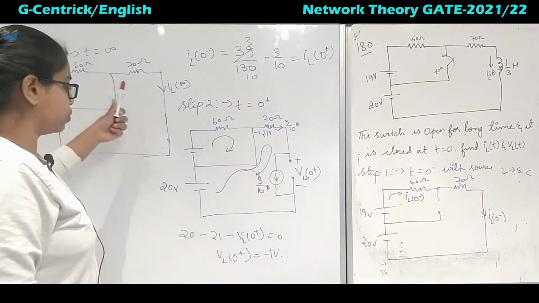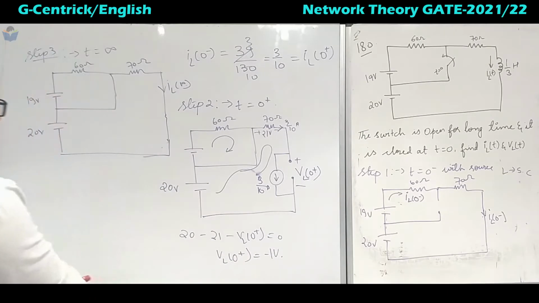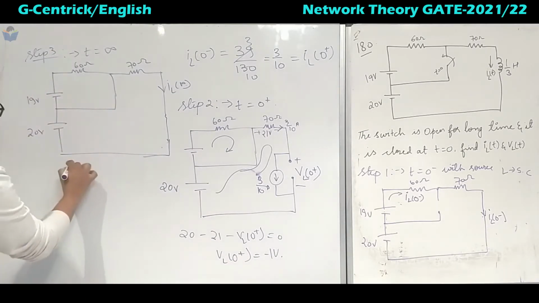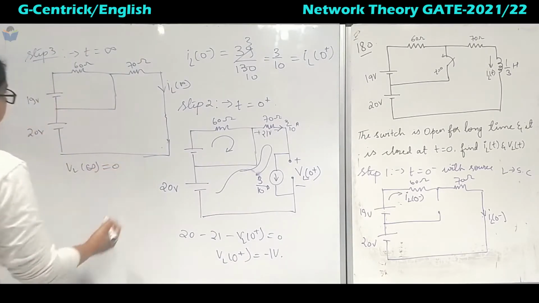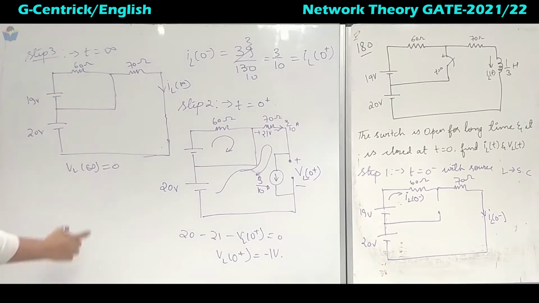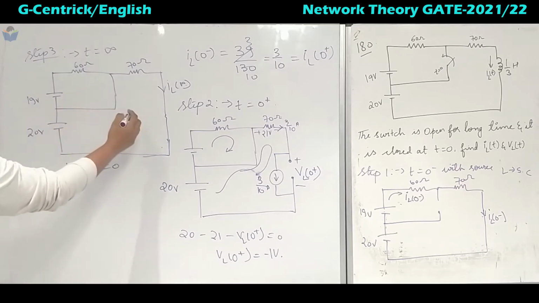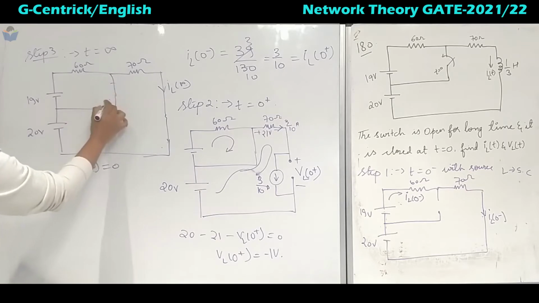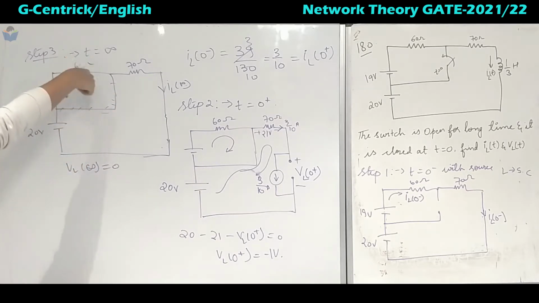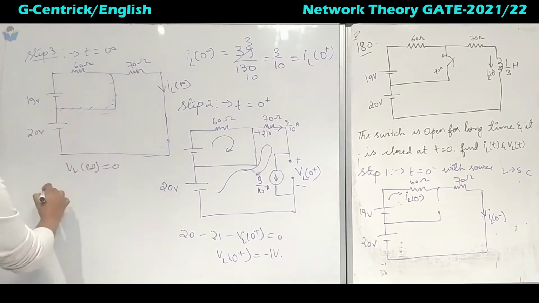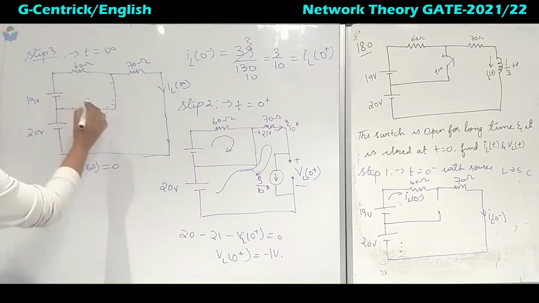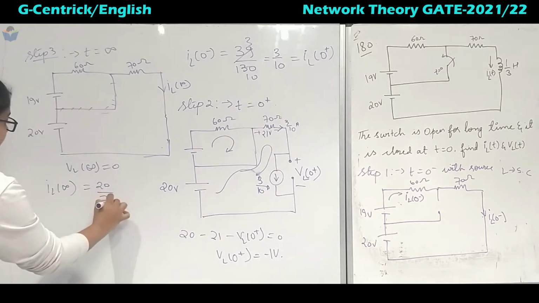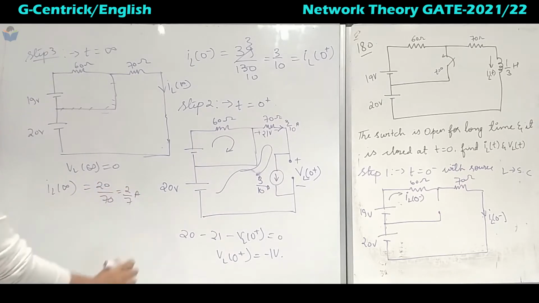This is with source. Now how do you find IL of infinite? We know already VL of infinite is 0. To find IL of infinite, we can apply KVL here. Since this is a short circuit path, everything will go this way. So we can calculate it by KVL: 20 over 70, that is 2 by 7 amperes.